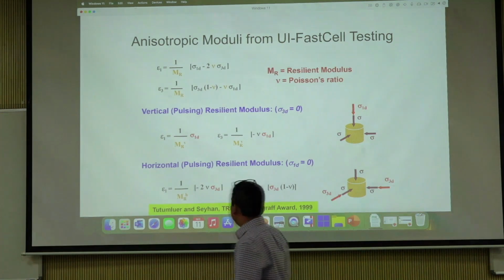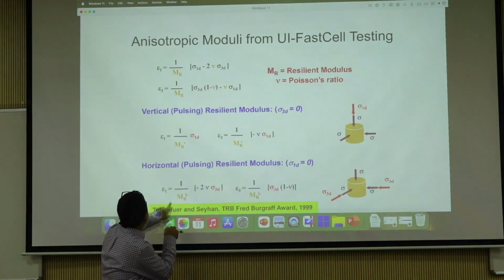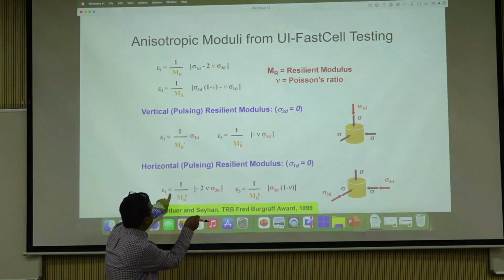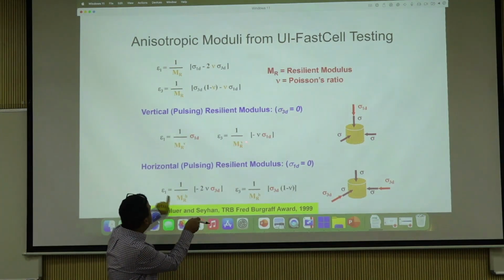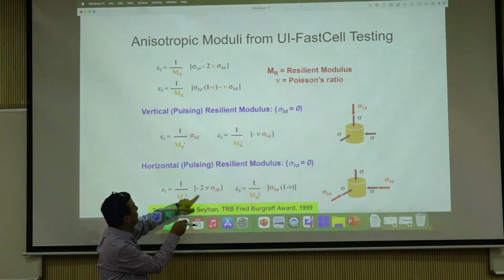There's no difference. But what you do see is, look at epsilon 3 in vertical pulsing and look at epsilon 1 in horizontal pulsing. What do you see as the difference?